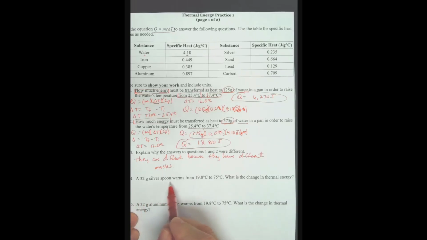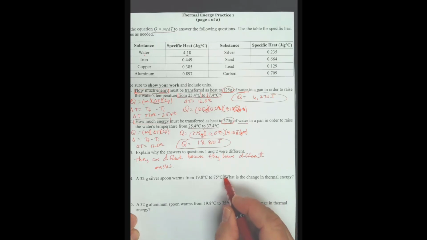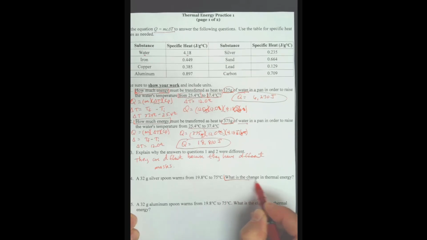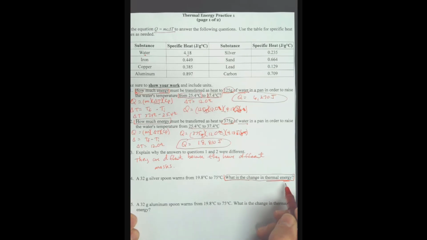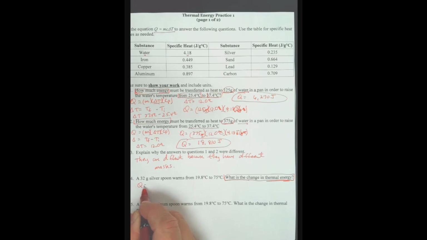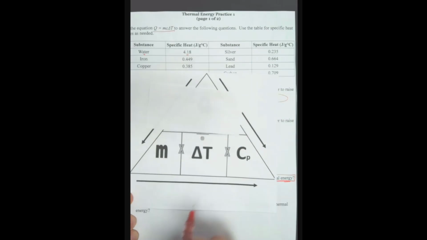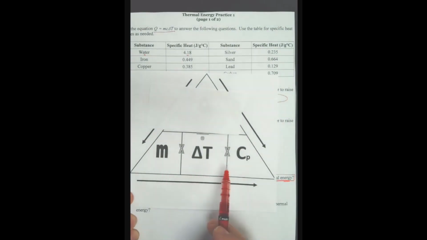A 32-gram silver spoon warms from 19.8 degrees Celsius to 75 degrees Celsius. So what is the change in thermal energy? So again, you guys, we're going through our process. What we are trying to find is energy. And if you know your stuff, you know that energy means we, again, are trying to find Q. And if we go back to our specific heat triangle and cover up Q, it's mass times change in temperature times specific heat. So let's do that. Writing my formula, because that's part of our process.